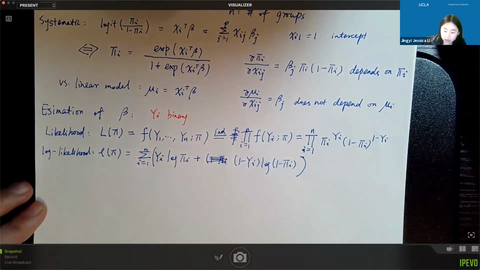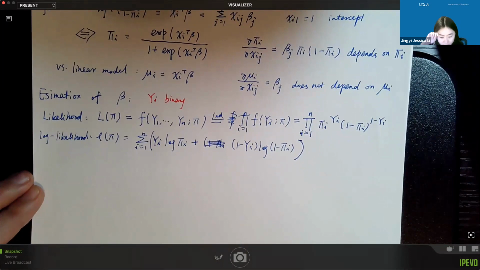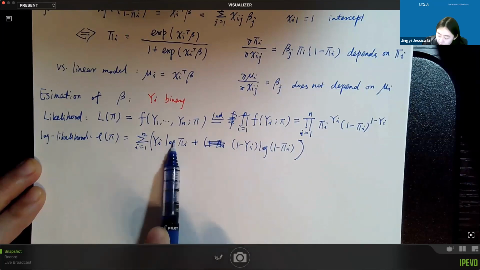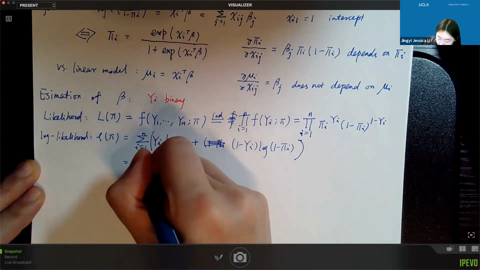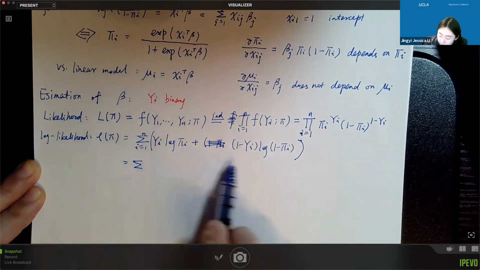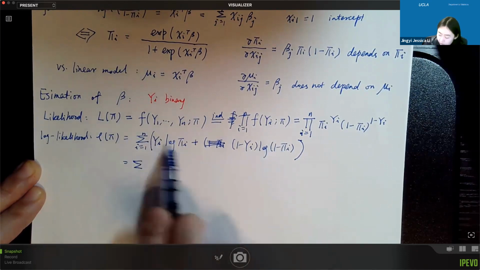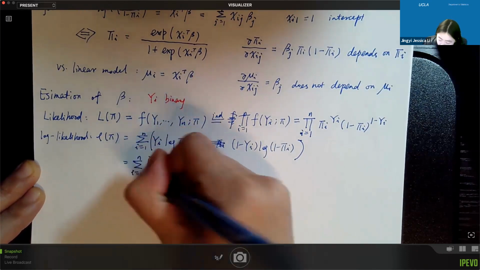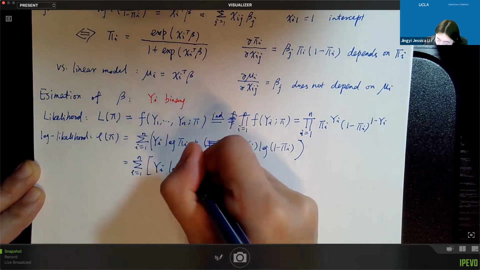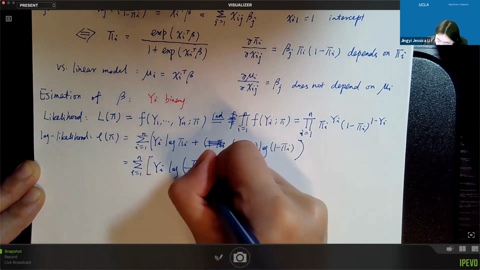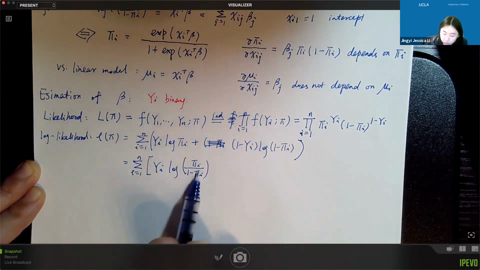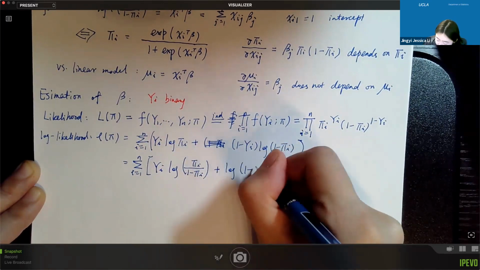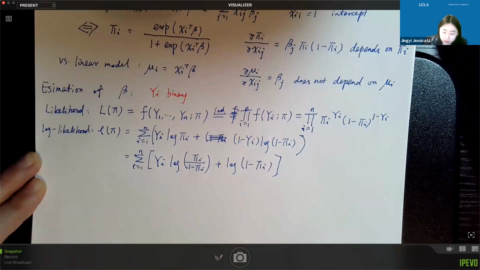That would be the log likelihood. Okay, and we can simplify this a little bit by combining the two terms both involving yi. So I'll combine the log pi i with the minus log 1 minus pi i. This will give me yi times log of pi i divided by 1 minus pi i, because log minus is equal to division within log, plus log 1 minus pi i. This is the log likelihood function.